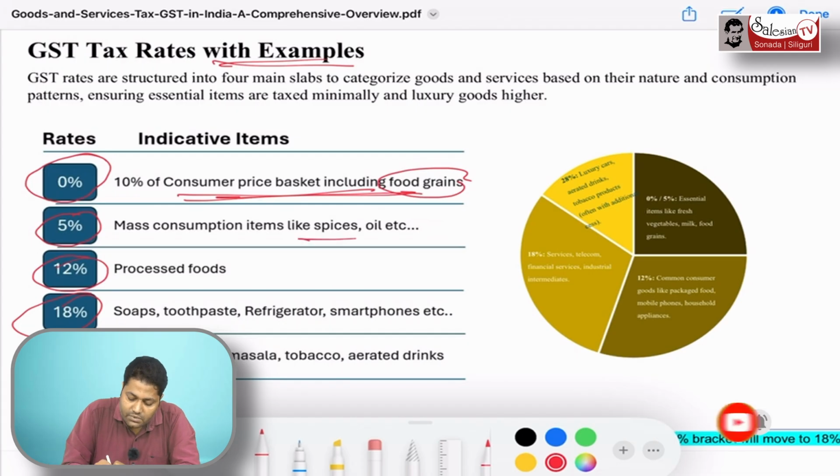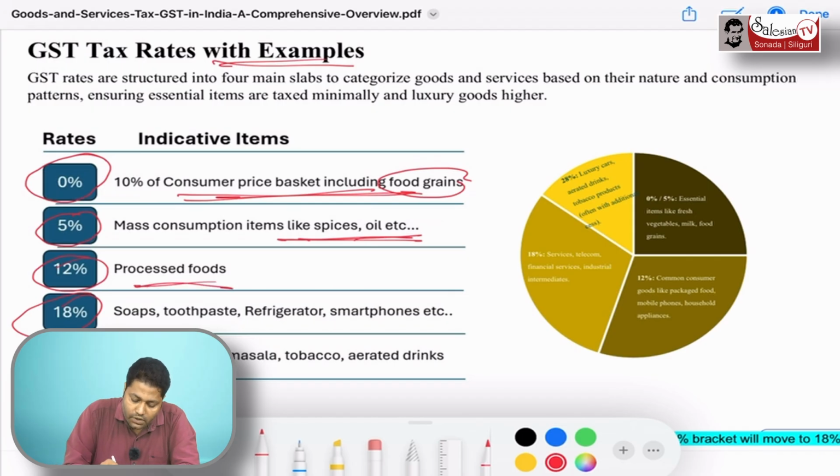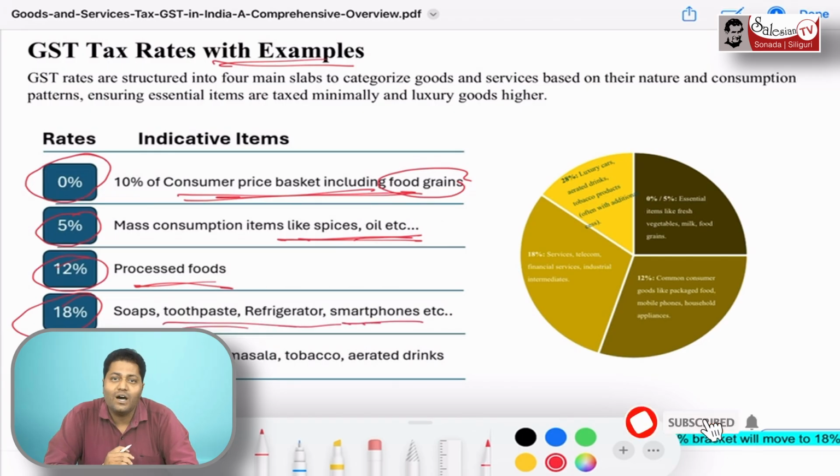So 5% is mass consumption items like spices and oils. These items will come under the 5% tax slab. Processed food, like a cold drink, we have to pay 12% tax for that. Now, everyday items like a brush, refrigerator, or smartphone, for that we are paying 18% to the government.